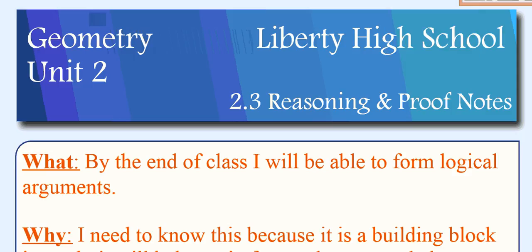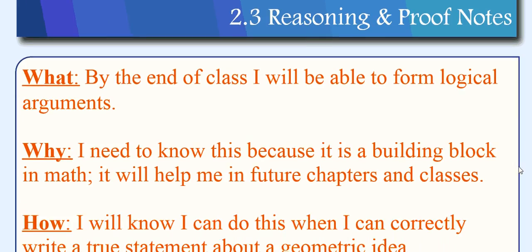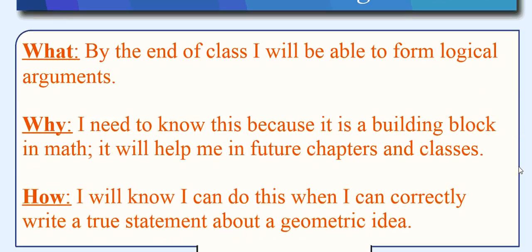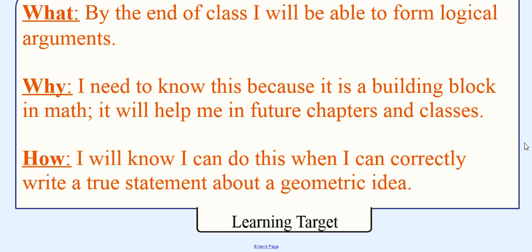So in this lesson, we're going to start talking a little bit about proofs. It's going to be kind of the building blocks for where we're going with proofs. So by the end of class, we're going to be able to form logical arguments. So we're going to talk more about logic, how to string different statements together. This basic idea is going to help you with all the future stuff we do with proofs, and just having a better understanding of how to be logical, make a better argument in anything that you're discussing. And then when you can correctly write a true statement about a geometric idea, you know you got it.